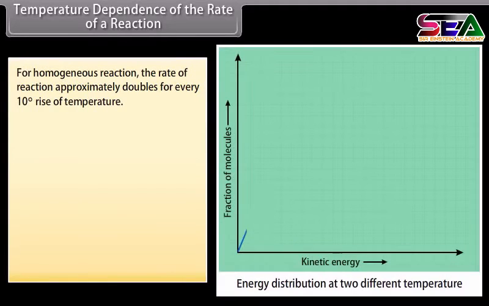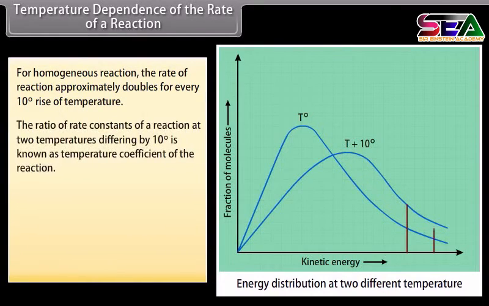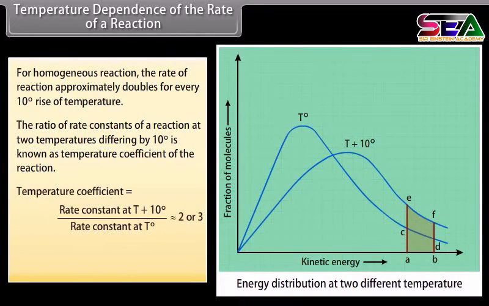Temperature dependence of the rate of a reaction. For homogeneous reaction, the rate of reaction approximately doubles for every 10 degree rise of temperature. The ratio of rate constants of a reaction at two temperatures differing by 10 degrees is known as temperature coefficient of the reaction. Value of temperature coefficient for most of the reaction is close to 2 and in some cases it approaches 3.